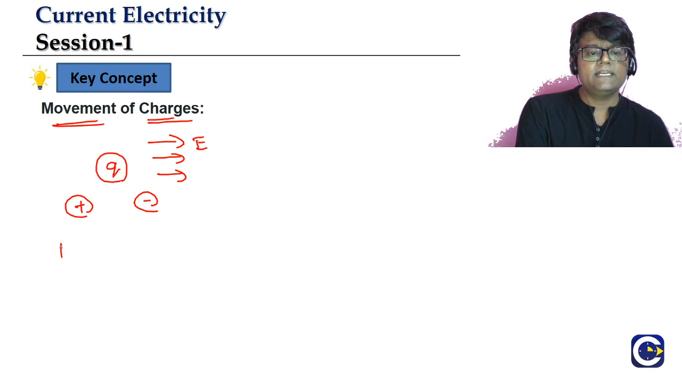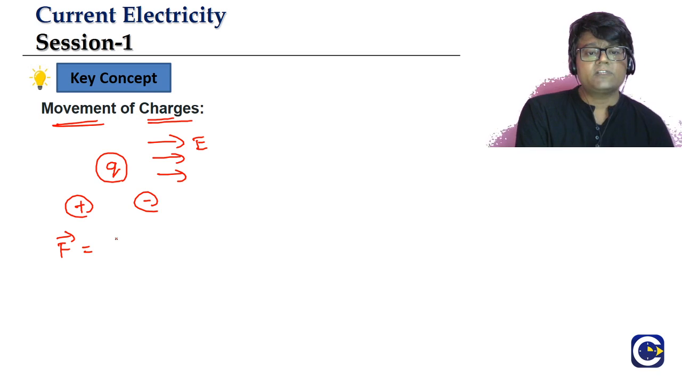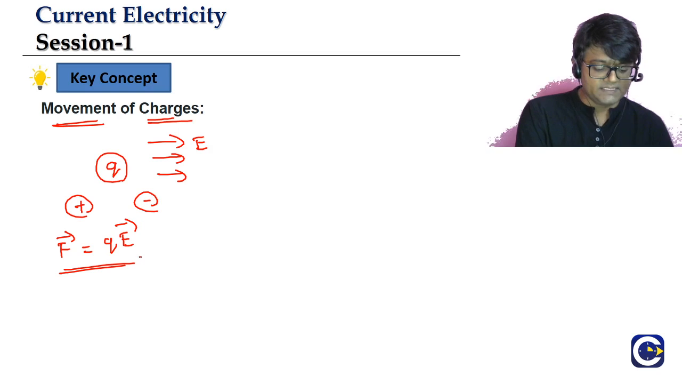And we will study in the first chapter, electrostatics, that the force acting on the charged particle is going to be what? Q times the electric field in the place. So the force acting on the charged particle will be the charge of the particle times the electric field in that particular place.